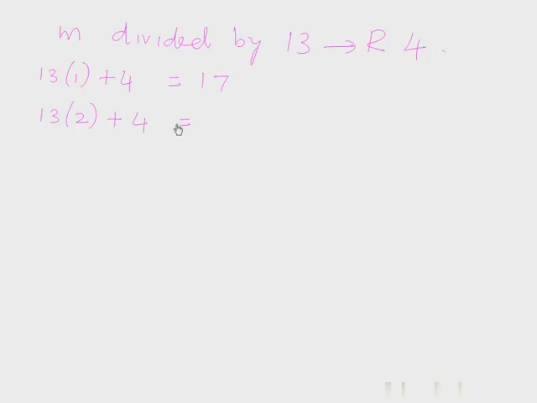Here's a typical statement about remainders. M divided by 13 gives a remainder of 4. Can you give me some possible values of m? So m must be 13 into some integer plus 4. Let's see. 13 into 1 plus 4 is 17. Or m could be 13 into 2 plus 4. That's 13 more, 30. Or 13 into 3 plus 4. That's 13 more again, 43. That's a nice pattern. I find the first one and then I keep adding 13.